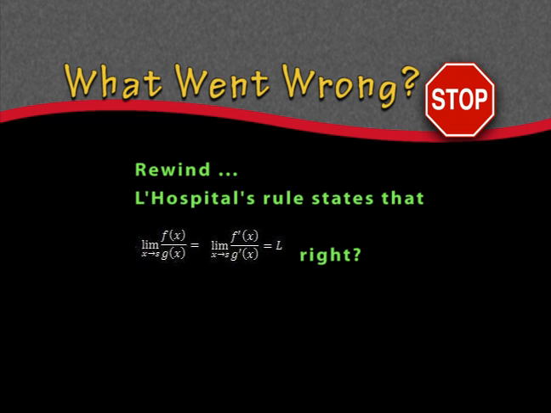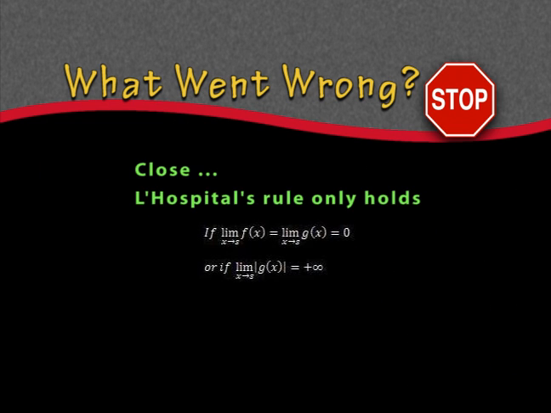L'Hopital's rule states that the limit of the derivative of f of x divided by the derivative of g of x as x goes to s and the limit of f of x divided by g of x as x goes to s are equal to each other, right? Close, but we have forgotten to check the coveted assumptions. L'Hopital's rule only holds if the limit of f of x as x goes to s and the limit of g of x as x goes to s equals 0, or if the limit of the absolute value of g of x as x goes to s is positive infinity.